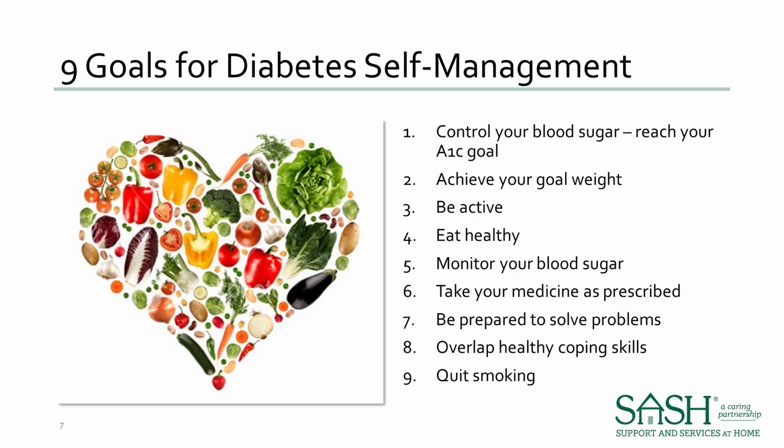We've come up with 9 goals for diabetes self-care management. Number 1, control your blood sugar. Reach your predetermined A1c goal. Number 2, if you're overweight, achieve an optimal weight goal for you. Again, this can be discussed with your provider. Number 3, be active. We go for 150 minutes of moderate aerobic activity per week. This turns out to be about 20 to 30 minutes each day.